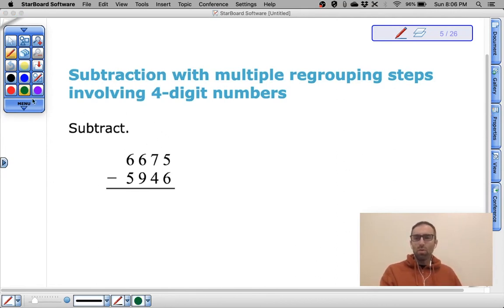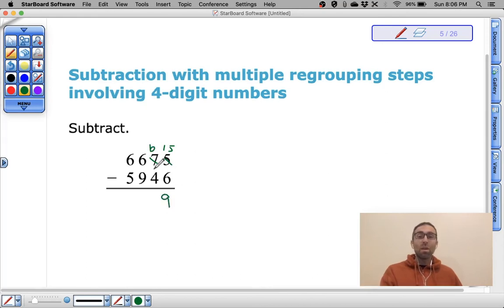So I'm going to switch over to a green pen. I'm going to take 5 and subtract 6. I can't do that because 6 is bigger than 5. So that means I have to borrow from this 7 and change this to a 6. And this 5 becomes a 15. Now I can do 15 minus 6, and I get an answer of 9.